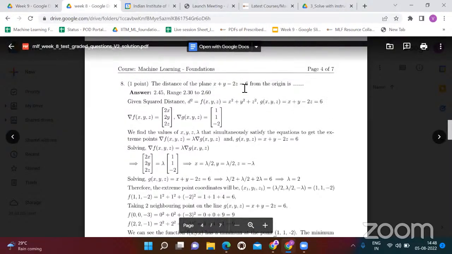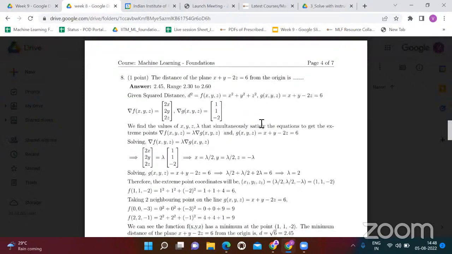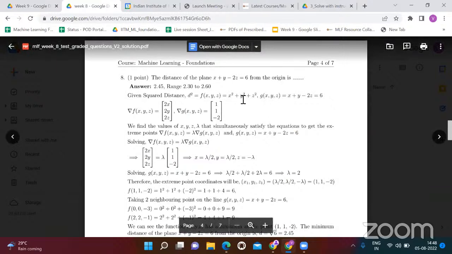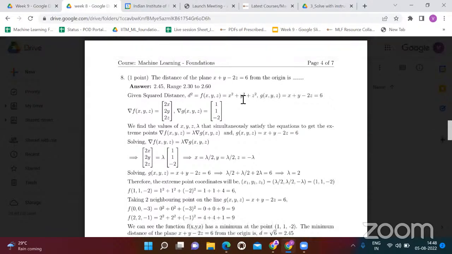So this is the problem: the distance of the plane from the origin. What is the objective function for this problem? We have to get the distance from the origin, from 0, 0, 0. What would the distance be if I'm taking just x, y, z as some point? Distance would be x square plus y square plus z square, right? Yes, sir. And that point should be on this plane. So our constraint function is this one, and this is the equality problem for us.